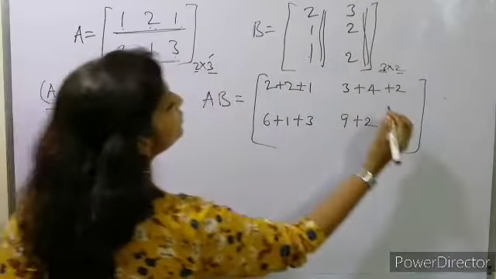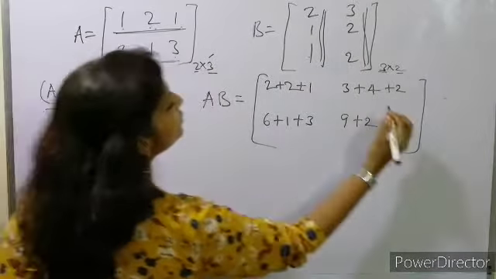Just check once. 1 into 2, 2 into 1 is 2, 3 into 2 is 6. Now see what the value of AB will be. 2 plus 2 plus 1 is 5, 6 plus 3 plus 1 is 10, 3 plus 4 plus 2 is 9, 9 plus 2 plus 6 is 17.